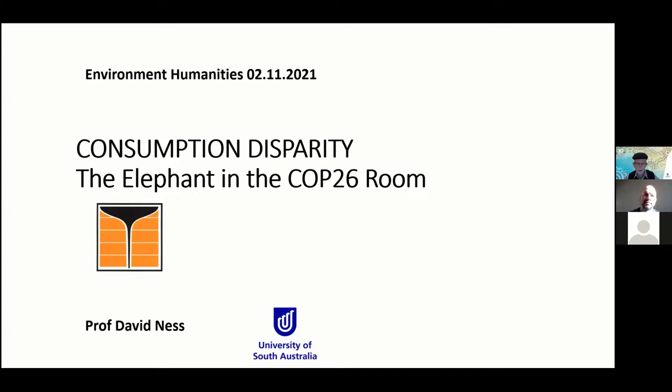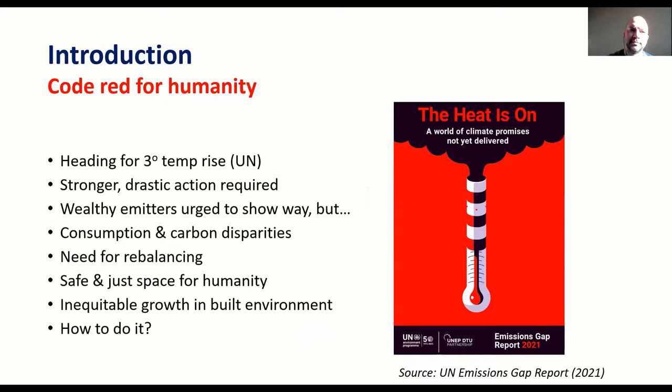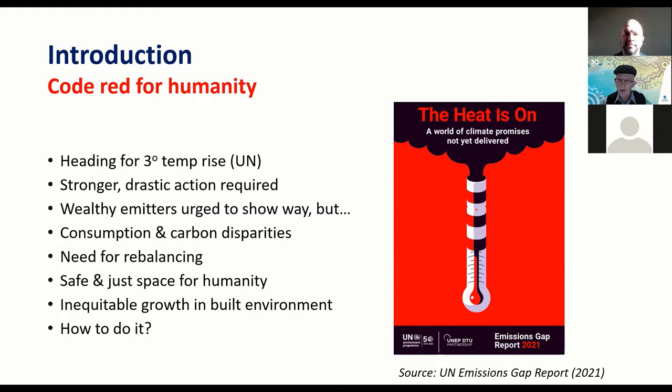But firstly, a bit of an introduction. Code Red for Humanity. On the right-hand side, you can see the most recent UN report, Emissions Gap. The heat is on. A world of climate promises not yet delivered. At the moment, COP26 is being held in Glasgow, which is hugely important for the planet and also its people. And I must say, it looks very grim.